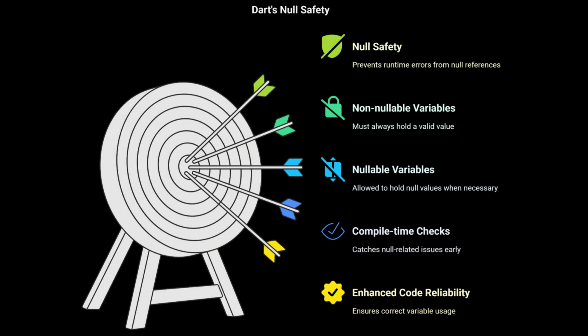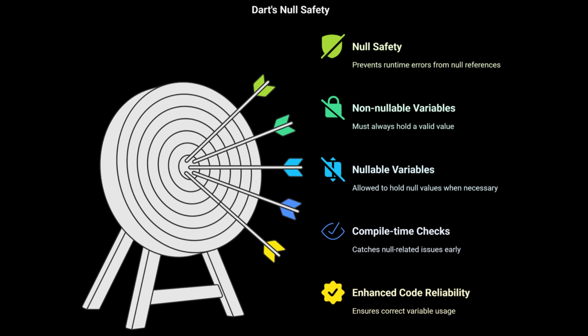Let's talk about one of the most important features introduced in Dart, null safety. Before null safety, variables in Dart could accidentally hold null values even when we didn't intend them to. This led to unexpected runtime errors, especially when trying to access properties or methods on a null object. But with Dart's null safety, those risks are significantly reduced. Null safety means that variables can't contain null unless we explicitly allow them to. This gives us more control and reduces the chances of our apps crashing due to null reference errors.